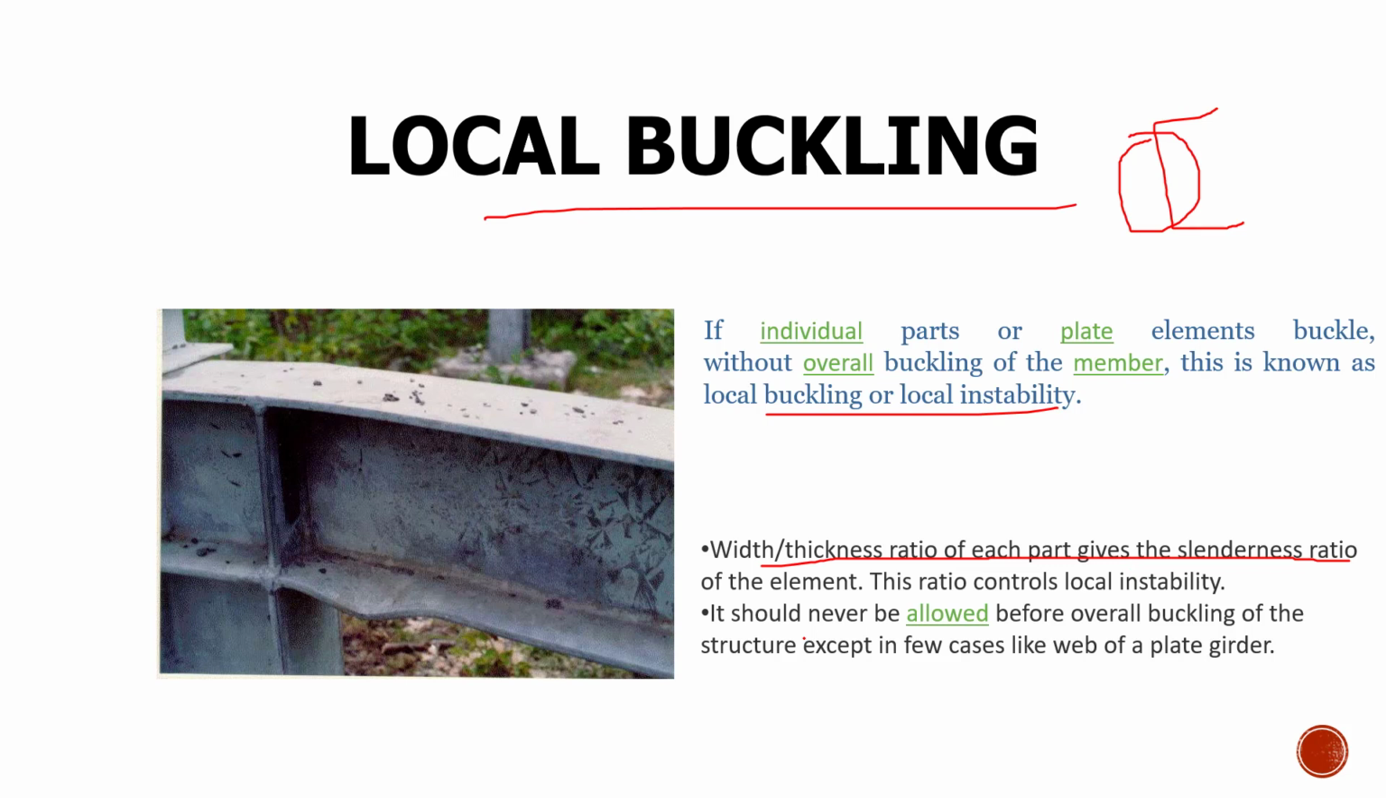It should never be allowed before overall buckling of the structure except in a few cases of the web of plate girders. So plate girder is a different design concept in which the local buckling is also accounted for, taking the post buckling strength for designing the plate girders. So in most structures, except the plate girders, local buckling is considered to be an indication of failure.